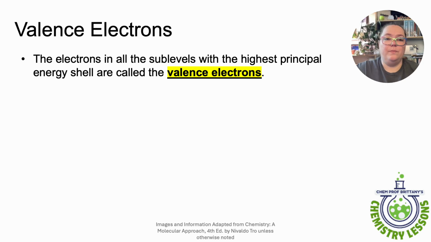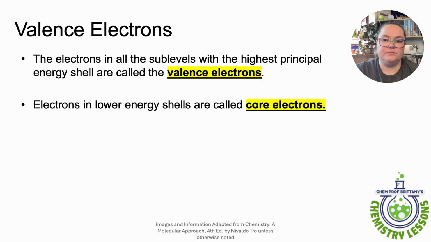Right? So our valence electrons are the electrons in all the sublevels within the highest principal energy shell. All right? So if I think back to that carbon, the second principal energy level was the highest that I had. So all of those are the valence electrons. Electrons in our lower energy shells are what we call our core electrons.